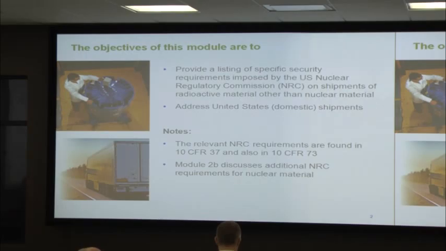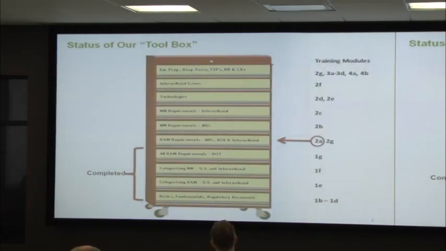The relevant NRC requirements are found in 10 CFR 37 and some in 10 CFR 73. And as I've mentioned already, Mike Valenzano will be elaborating on Module 2B on the requirements for nuclear material. So we're up to this point in filling tools into our toolbox: the requirements for radioactive materials that come from NRC. Later, Michael Wengler will talk about the requirements that apply for DOE shipments. And then later also I'll be talking about international shipments.